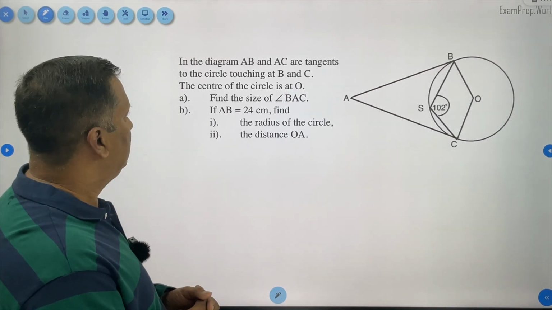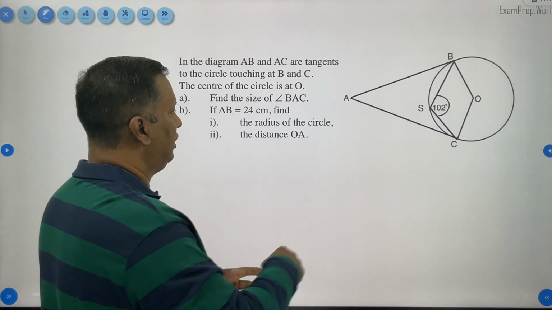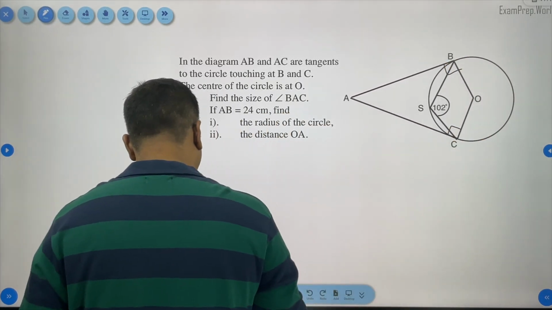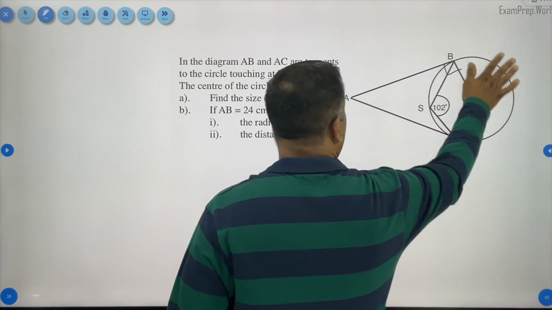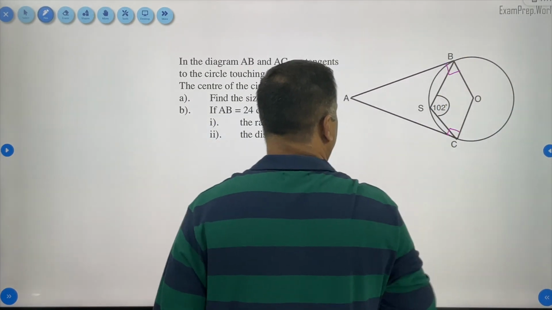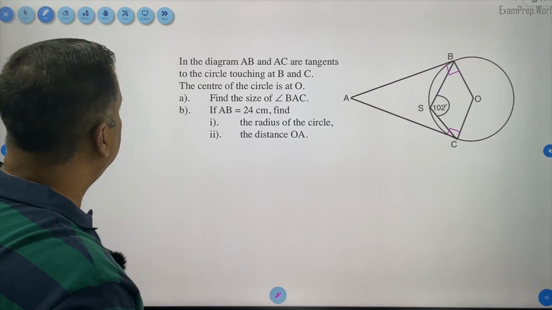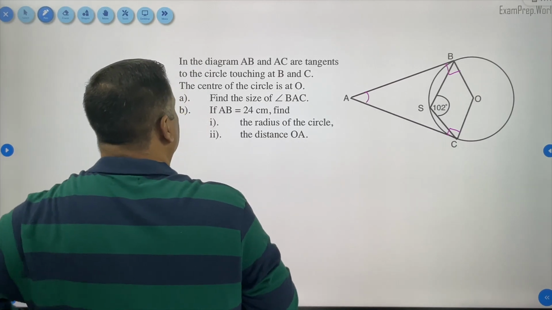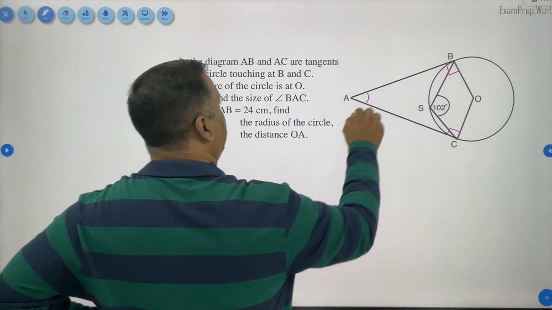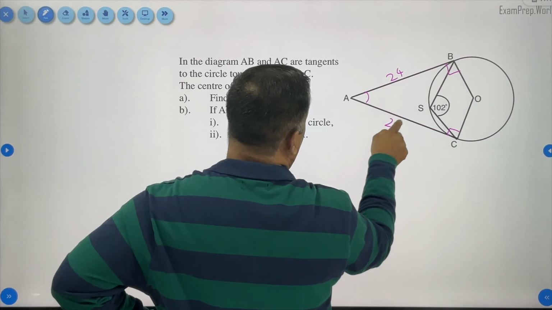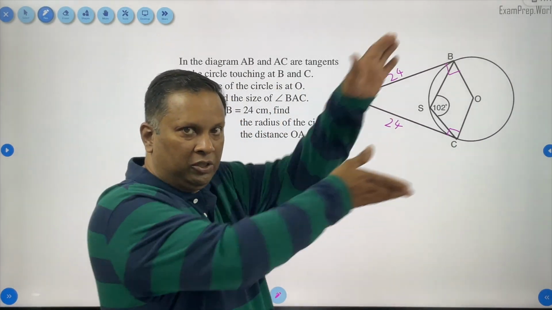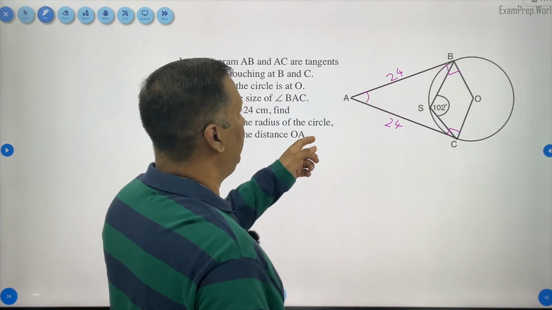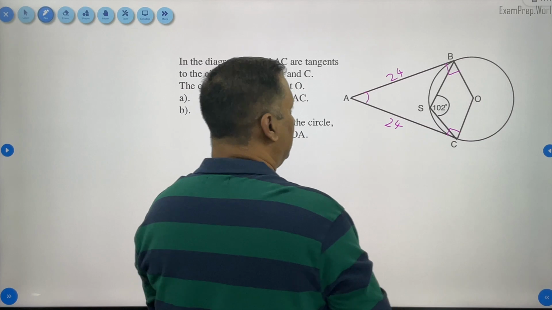In the diagram, AB and AC are the tangents, and these are radii. So the whole angle is, obviously, 90 degrees. We'll use a different color. These two angles are 90 degrees. BAC, we have to find BAC. This angle is the task. They have given AB is 24, so obviously AC will also be 24, because tangents from an external point are equal. They want us to find the radius of the circle and the distance OA. How do we do this?